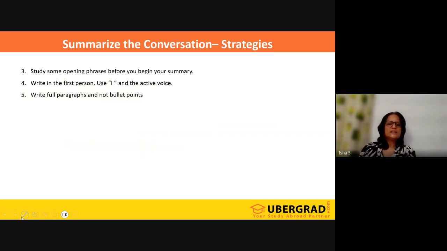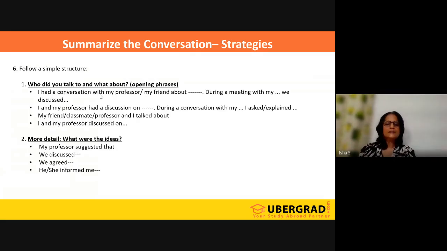Study some opening phrases. As I said, you have to summarize it, so you can use "I." If you're talking about anyone else, you can use different phrases here, first person, second person, and so on. Here is the sample structure. What opening sentences can you use? It totally depends on the conversation or the scenario. You need to understand whether it is a formal talk or an informal talk, whether it is your professor, teacher, or anybody else, or a friend.